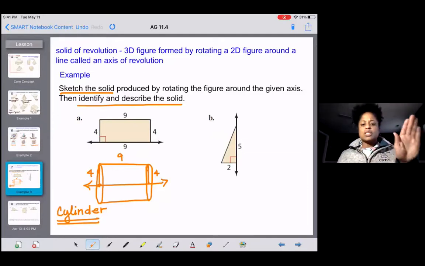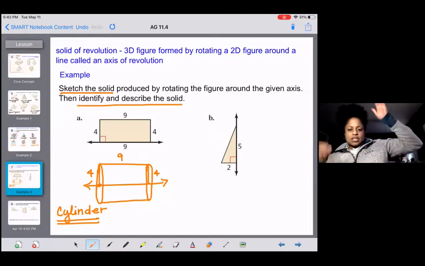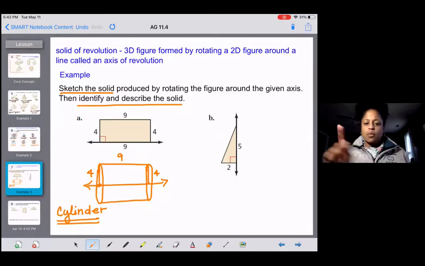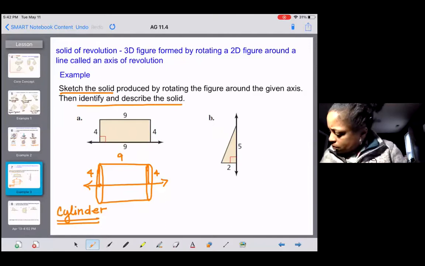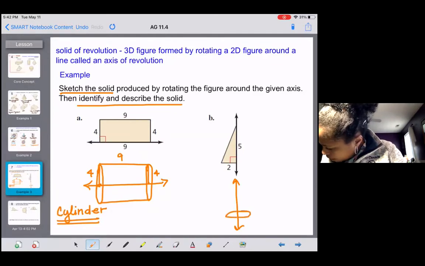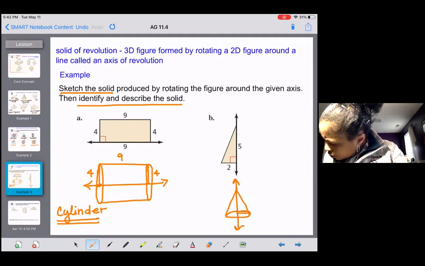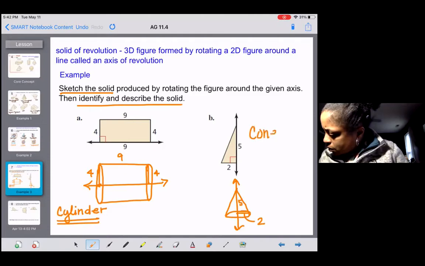And hopefully you said the base is going to be round and it's all going to be round going up to the top. Well, what is that? That's a cone, right? Where everything is round and then it gets smaller and smaller and smaller. That's a cone. So if I draw that, my circle is going to be at the bottom there. All right, so this is 2 and this is 5. So that's one way that you could describe this cone.